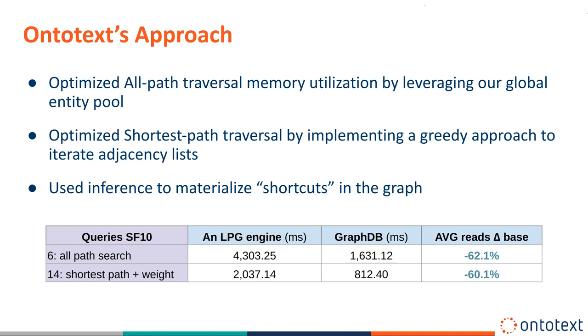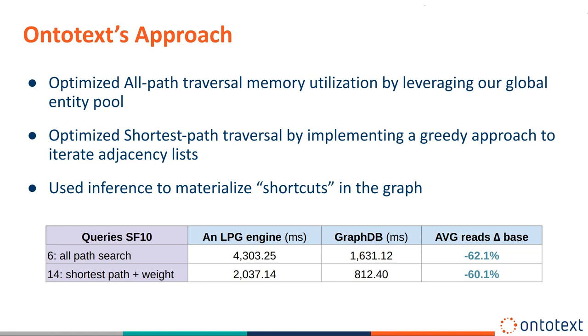And we wanted to challenge our implementation of path traversal, and for that, we did a small test against a standard LPG engine. These are the results in the table below. For the path search, a standard LPG engine would have a performance of roughly 4 seconds, compared to GraphDB, whose performance is roughly 1.6 seconds for scale factor 10. And again, for the shortest path algorithm, a standard LPG engine would perform in roughly 2 seconds, whereas ours was 800 milliseconds. In both cases, our performance was roughly 60% better.